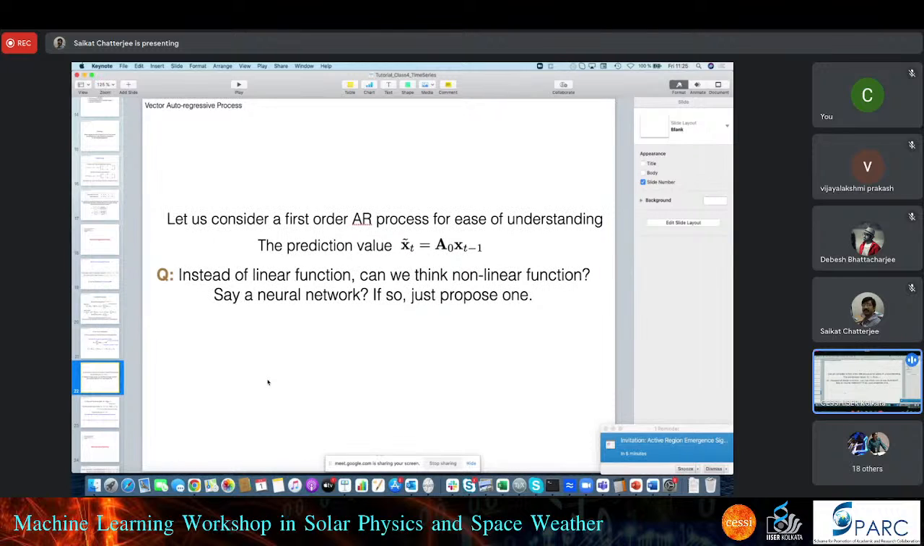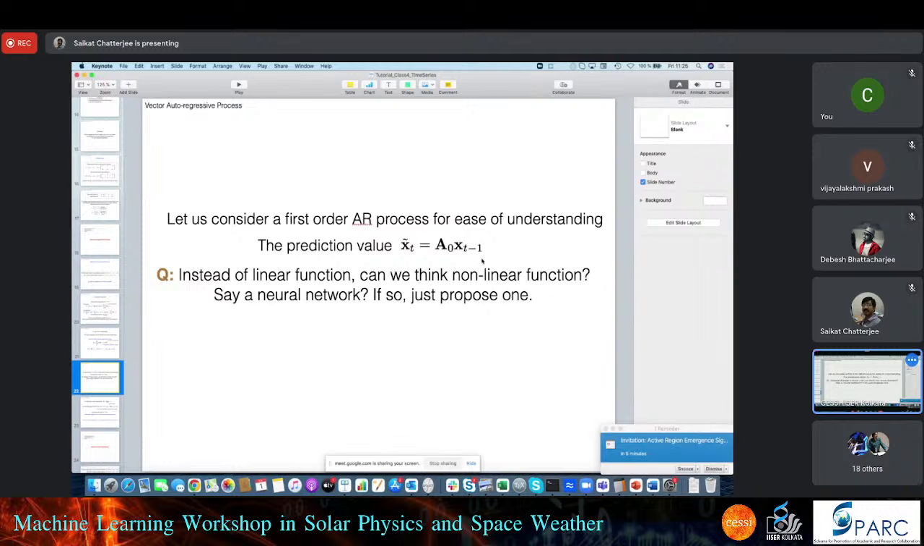Now, let us consider a first order autoregressive process for ease of understanding. So you take xt minus 1 only to predict your next sample xt tilde. Now, here I'm using a linear function, right? Because it's the linear transformation of the xt minus 1.